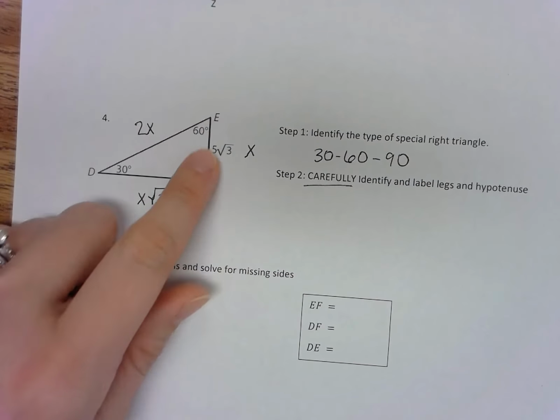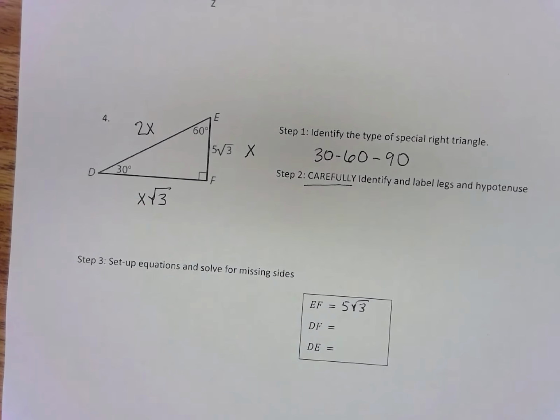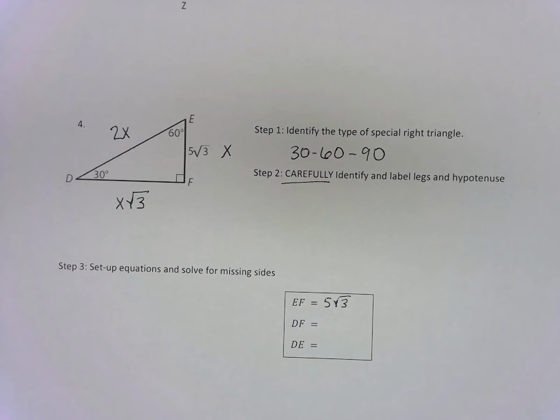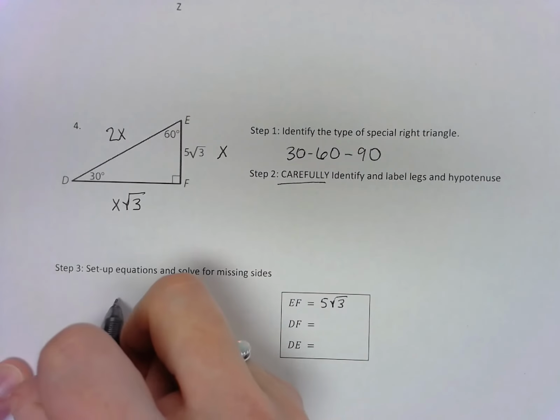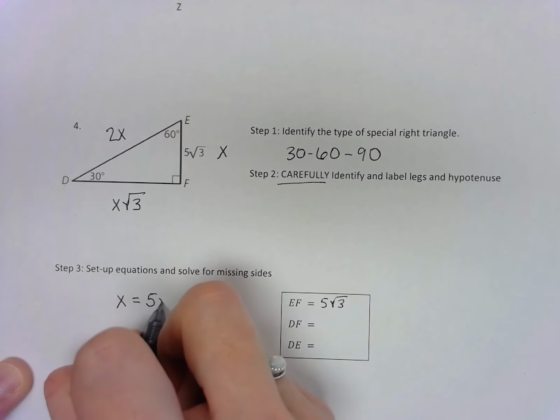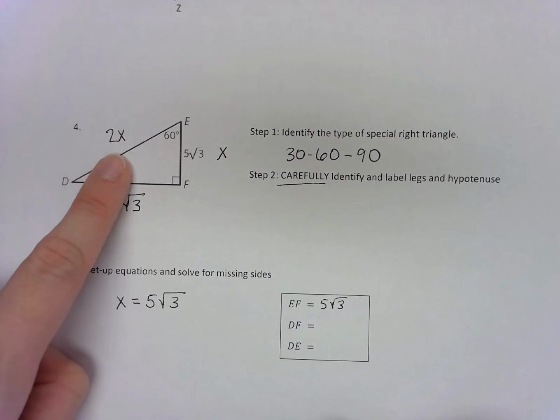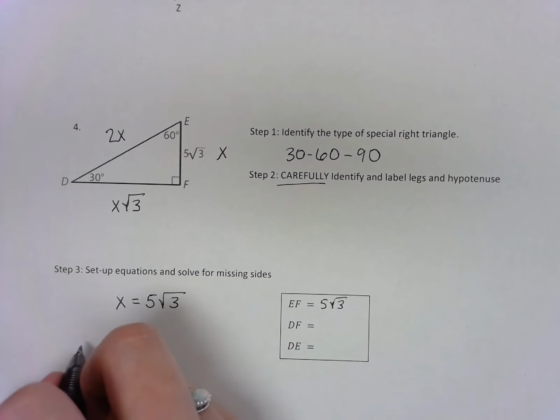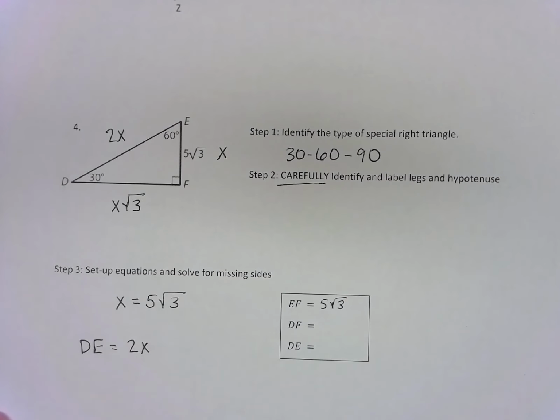Well, first find your given side. EF is given. That's 5 the square root of 3. And then use that given side to see what you can set up and solve. Well, 5 the square root of 3, they say, is x. So x is 5 the square root of 3. You could start with either side to solve. I'm going to start here with DE because it tells me, hey, once you know x, just multiply it by 2. So that's what I'm going to do. I'm going to take DE and solve for it, which is 2x. If I know x, I can plug that in. 2 times 5 the square root of 3.